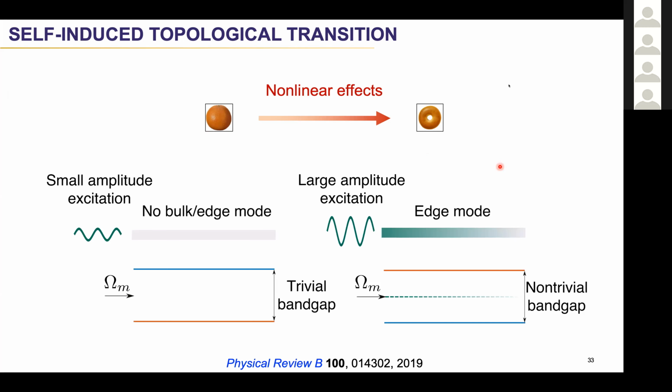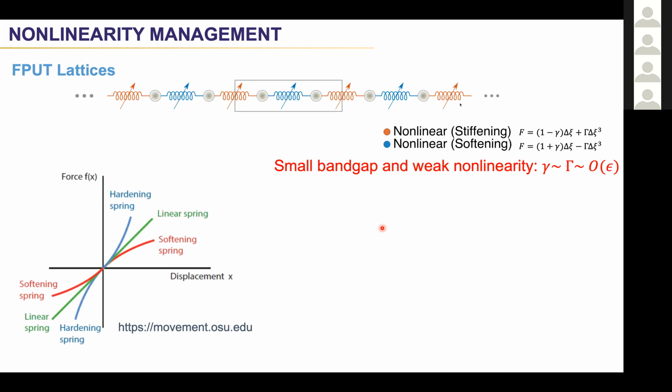Okay. So as we can see, what essentially we want is to design a system where when we excite with a small amplitude, we don't have any edge state. Whereas when we have a large amplitude, can we have an edge state here due to the topological transition? So for this, we have again a spring mass lattice where the nonlinearity is of FPU T lattice type. So these are interatomic nonlinearity, as you can see here.